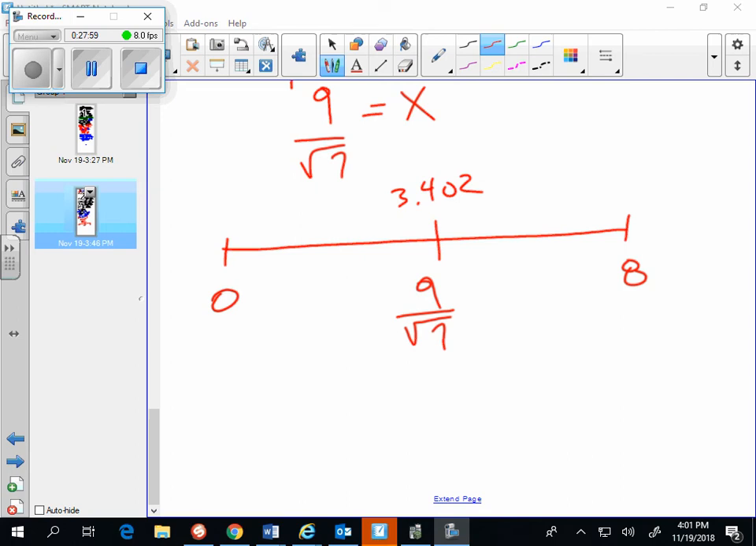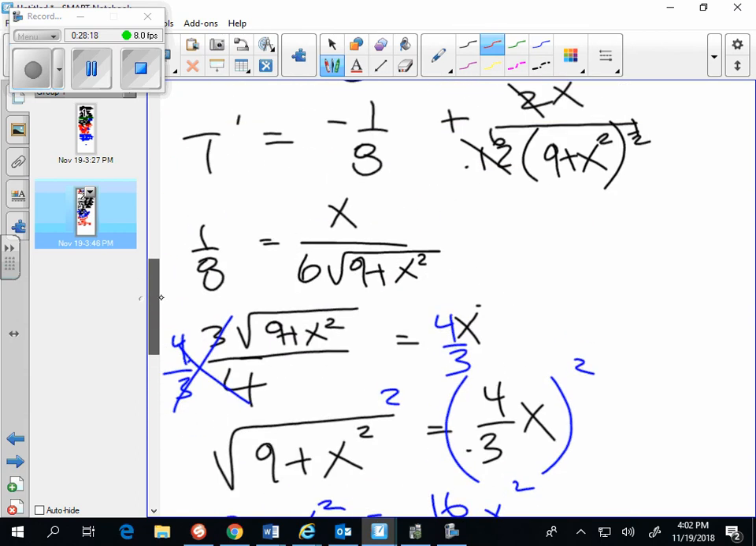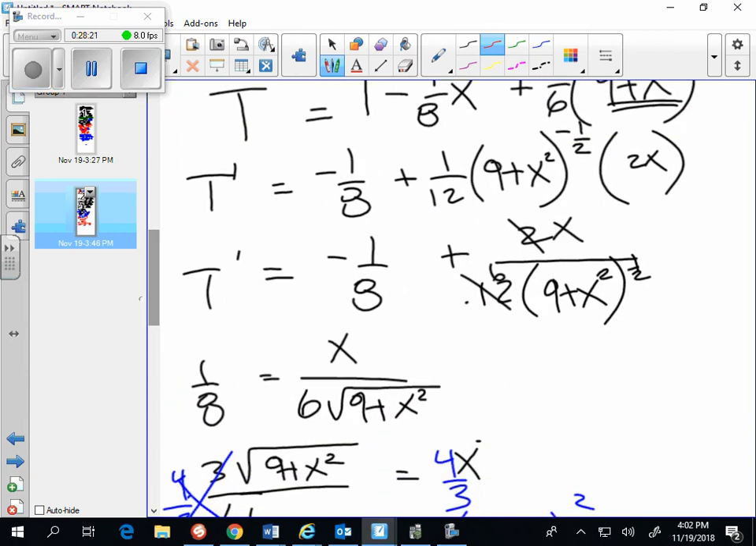So I want to test on either side of that in T prime. This is a T prime sign chart. So I'm going to test 1, and I'm going to test 8, or 0 and 8. Let's see. Back to T prime. Here's T prime.